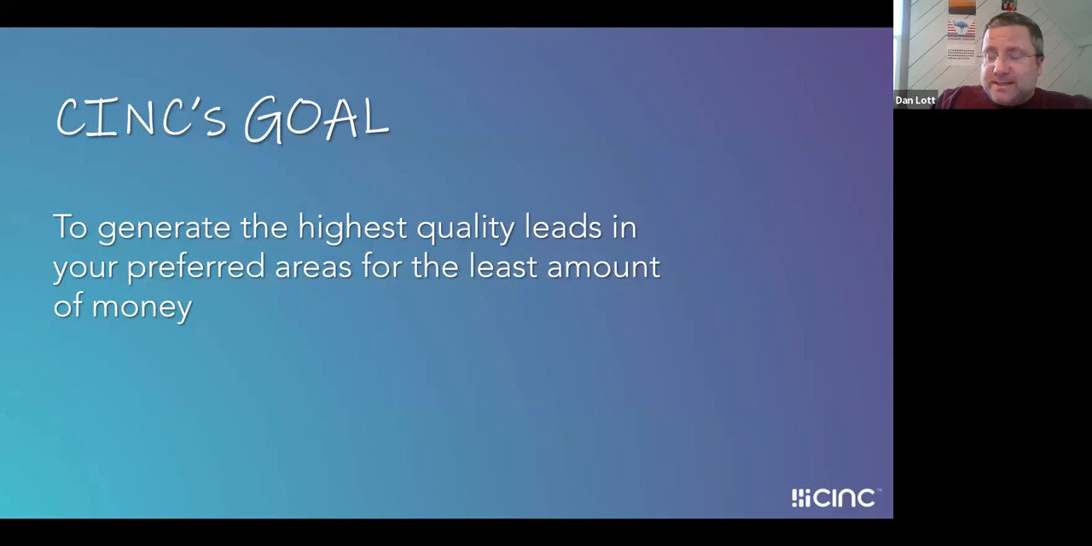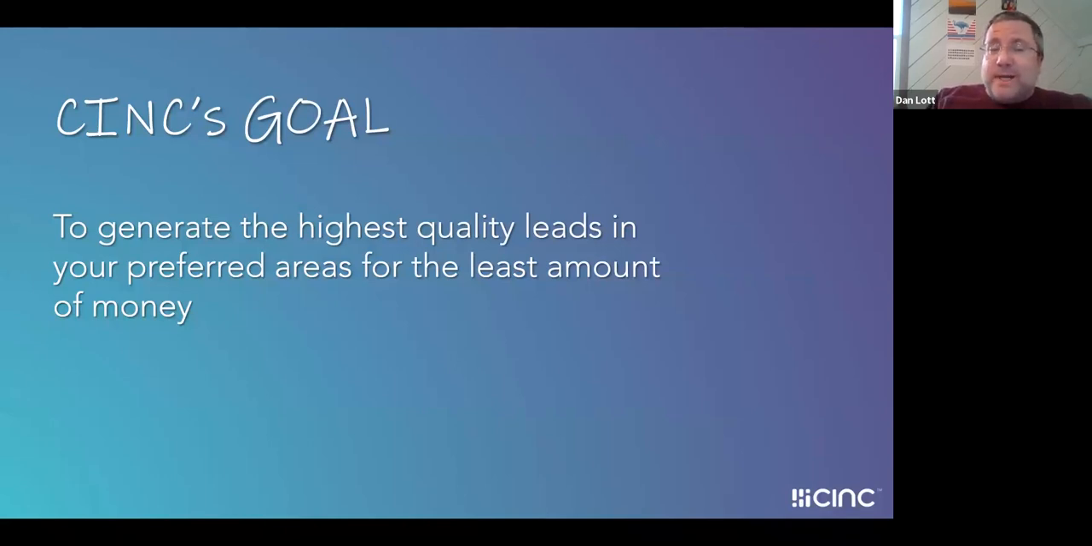So as a CINC client, if you're getting a whole bunch of leads and the cost per lead is really great, that's good. But if they are not where you want them to be, if they are not the type of leads you want them to be, reach out to your account manager. And if you already have a relationship with your ad manager, reach out to your ad manager, because you may not know it, but you have a dedicated account manager or advertising manager who oversees your account.